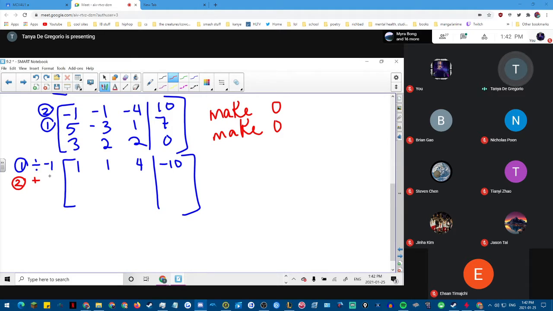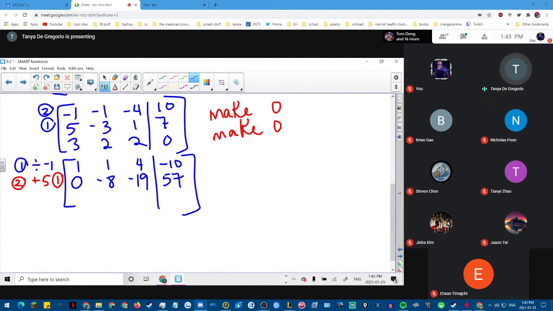How about if I add 5 times row 1? What do you guys think? Is that cool? Okay, so what am I going to get? 0, -8, -19, 57. Good. Excellent.